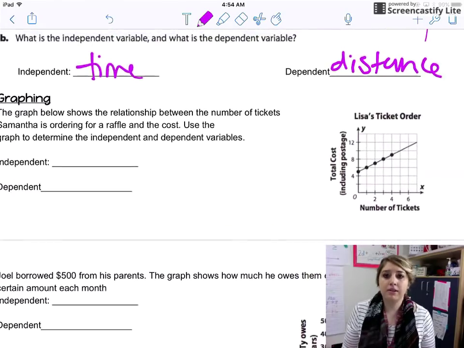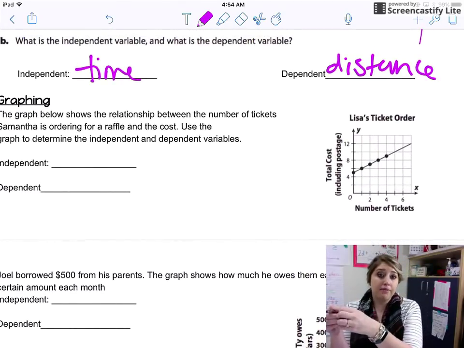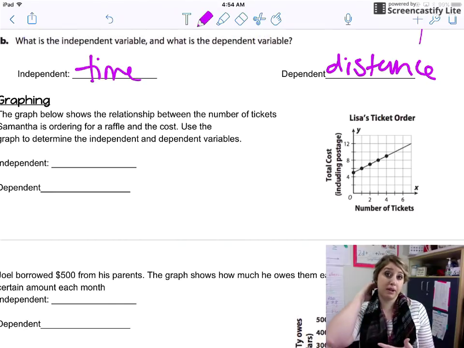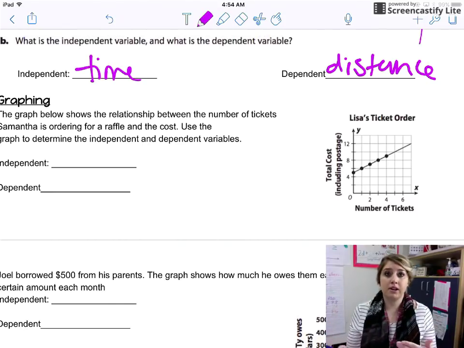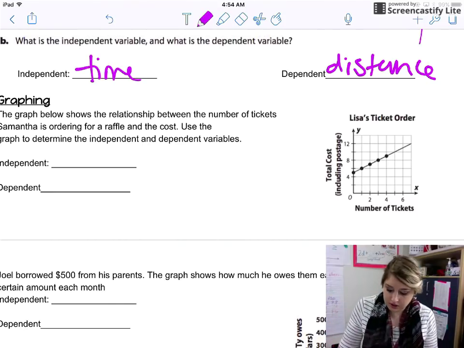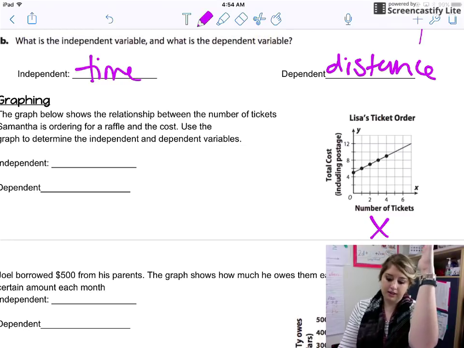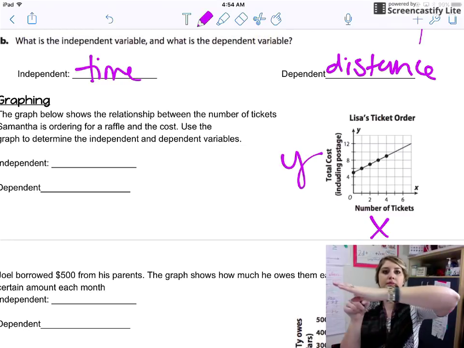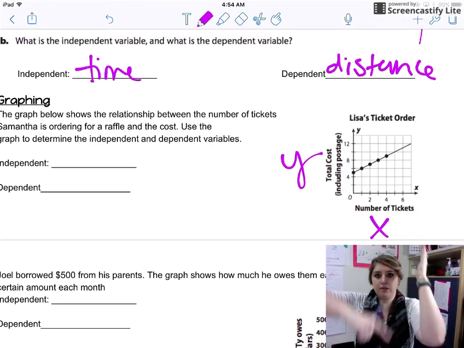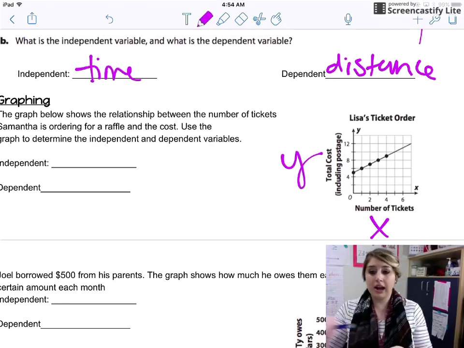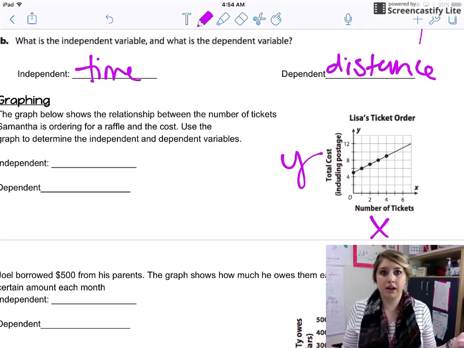Okay, you're also going to have to be able to look at a graph and tell me what the independent or dependent are. So we just talked about this yesterday. The x is horizontal, the y is vertical. The x goes left to right, the y goes up and down. So now if you can just find your x and your y, you know your independent and your dependent without even reading the problem.